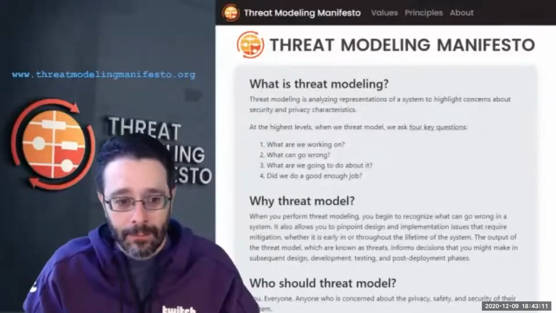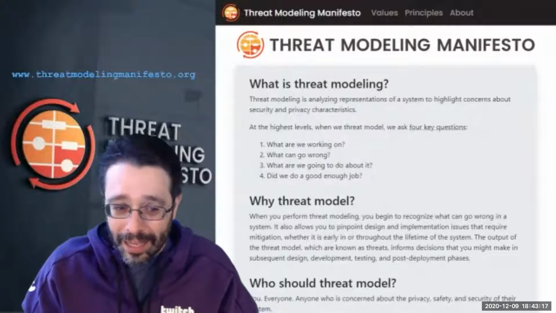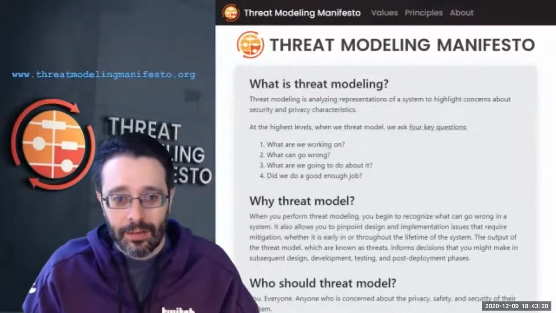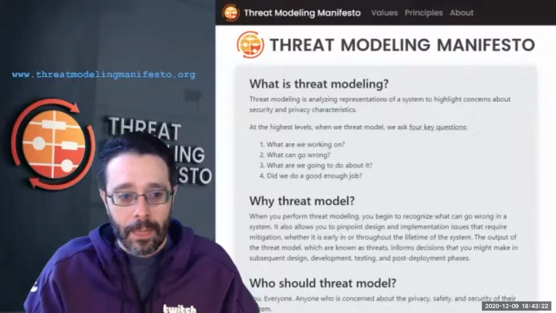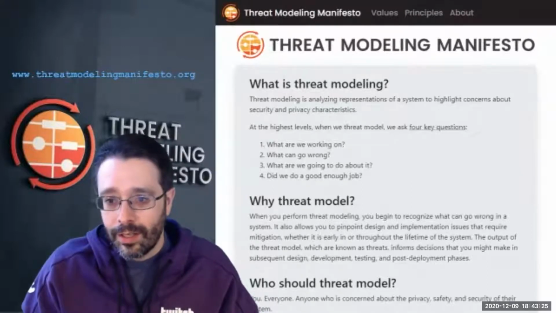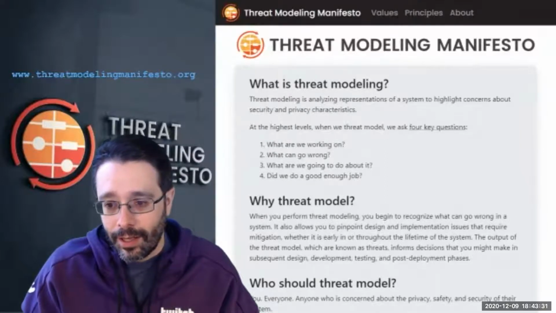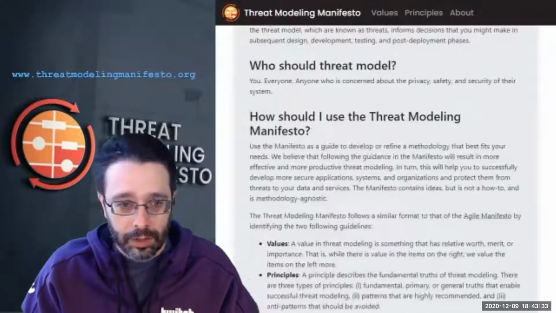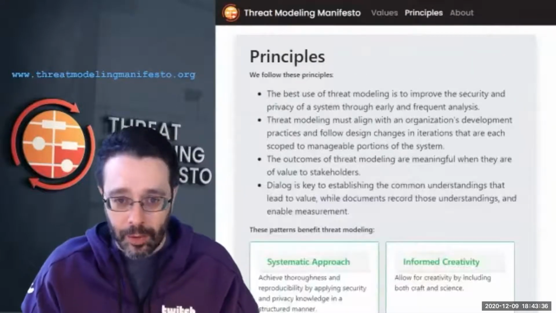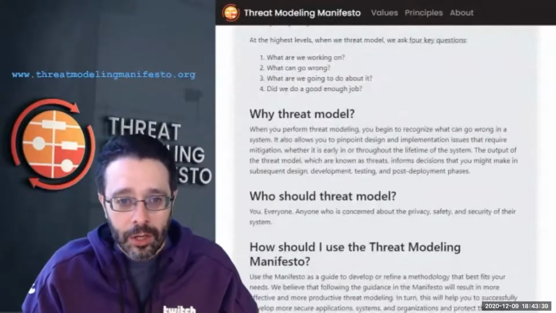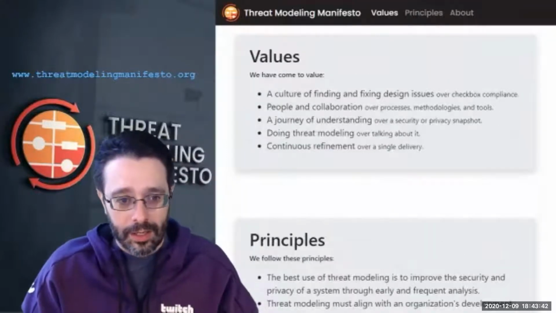So I use it as a way to remind myself when I'm doing threat modeling: am I doing it in a good way or a bad way? Am I misleading myself? Am I caught in a trap? And the manifesto itself is actually a bunch of values. Let me just scroll down. It's actually values and principles. You have the introduction, but really the core of it is the values.